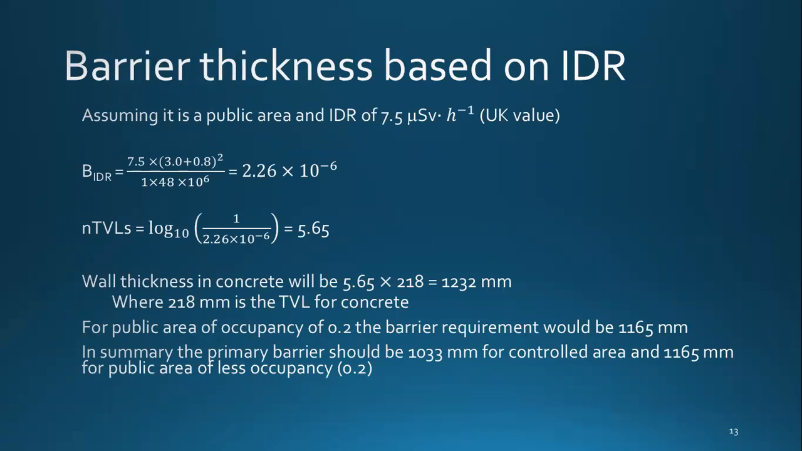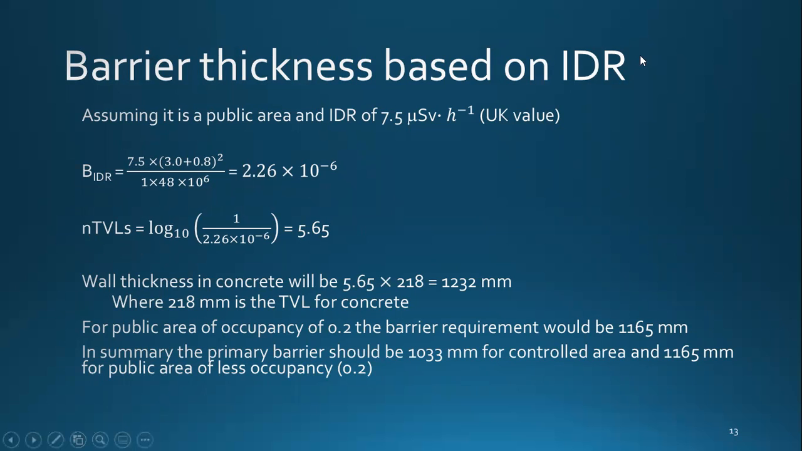Let us do a barrier thickness calculation based on the IDR, that is the instantaneous dose rate. Let us assume it's a public area and the IDR value is 7.5 microsievert per hour, that is the UK value. The barrier transmission factor for IDR is given by the value of IDR, that is the design goal, which is 7.5 microsievert per hour, multiplied by the distance square to the primary, divided by the dose output rate, which is 48 into 10 power 6. If you do this calculation, you get 2.26 into 10 power minus 6 as the barrier transmission factor.